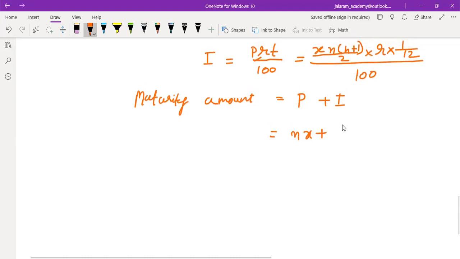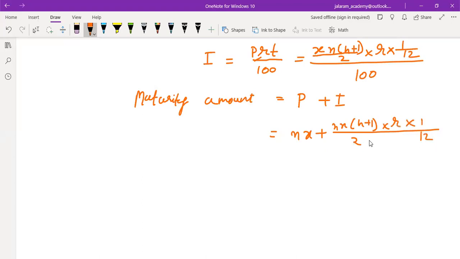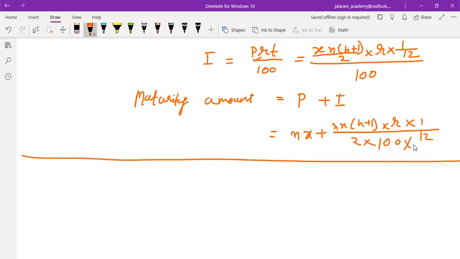So this is the interest: nx, or xn, it is the same thing, into (n plus 1) by 2 into r into 1 by 12 upon 100. So find the real value of this by calculation to get the total maturity amount.